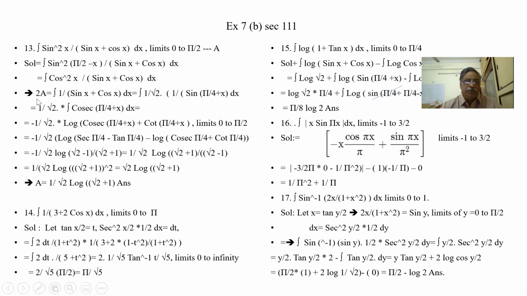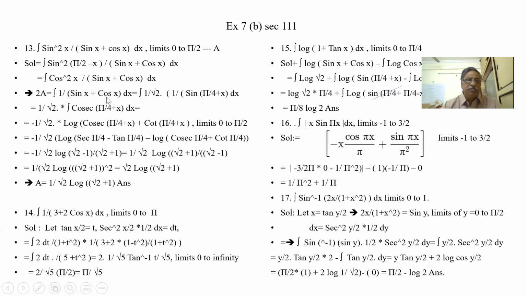We have 2 here, 2a. So the 2 will come here. So 1 by root 2 log root 2 plus 1 is the final answer. What have we actually done in this problem? We have used pi by 2 minus x, so that the sin square x is eliminated. We have come to 2a.